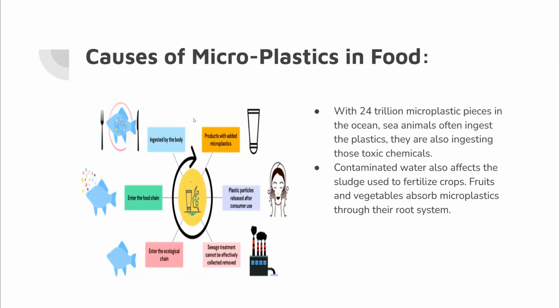When it comes to food contamination, with 24 trillion microplastic pieces in the ocean, marine life often ingests them, thereby introducing toxic chemicals into our food web. Additionally, contaminated water used in agriculture and sludge used as fertilizer allow microplastics to be absorbed by crops through their root systems. Here's a picture that shows how they get into our food.